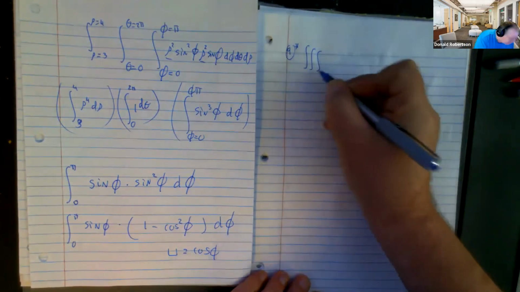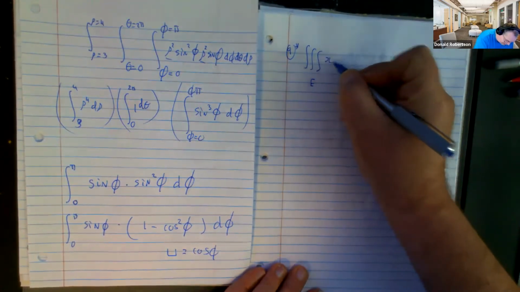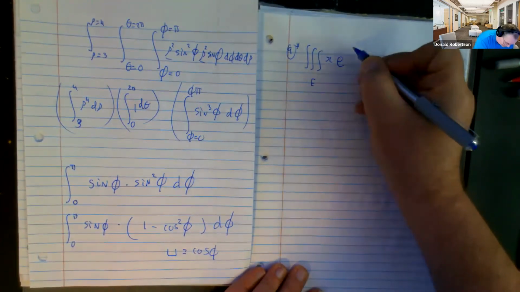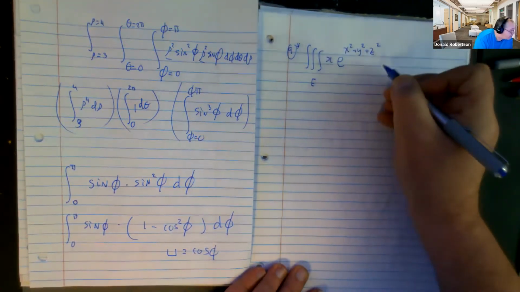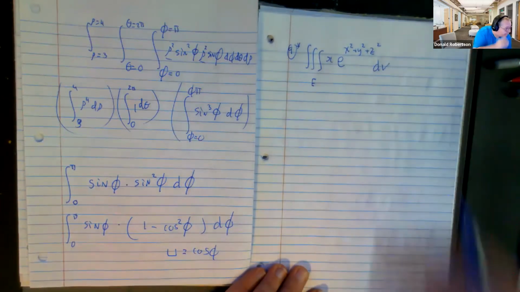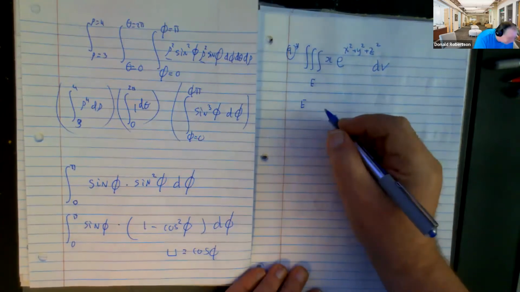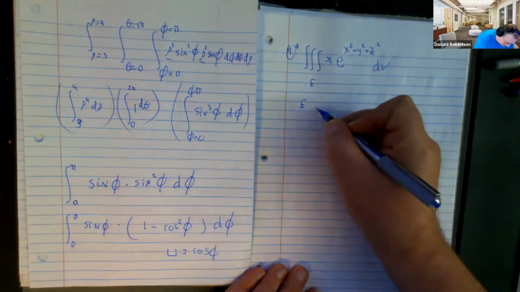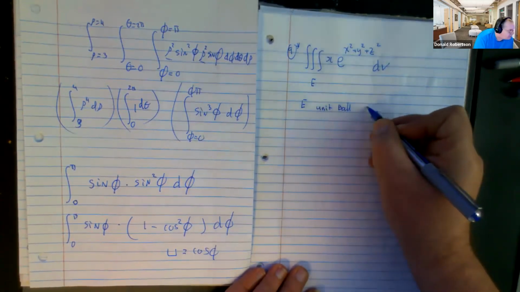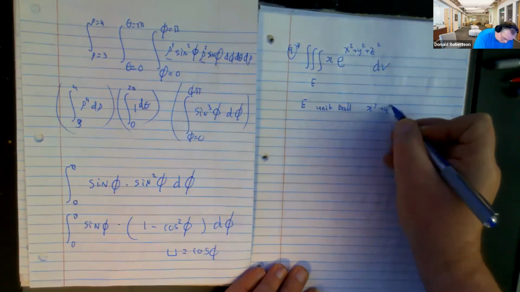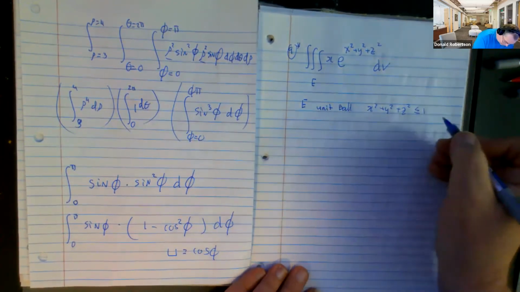Next one is a triple integral, some 3D region E. It's going to be an x e to the power of x squared plus y squared plus z squared dV. And region E is not as simple as it looks. It's the unit ball, which I would call a sphere, right? So it's a unit ball, x squared plus y squared plus z squared less than or equal to 1, right? That's what a unit ball is. That's not a big deal.